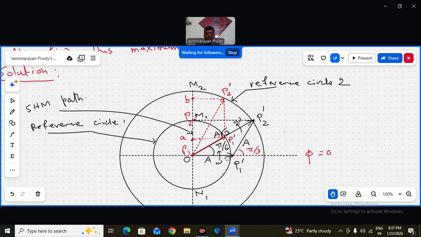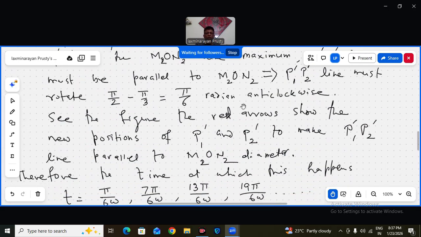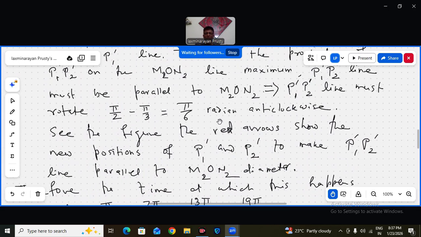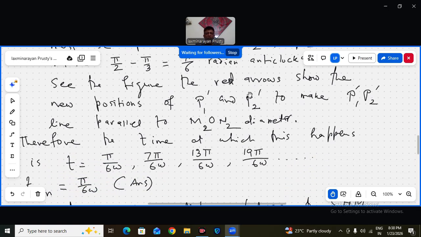Once it becomes 90 to horizontal, this becomes parallel to the vertical diameter. ठीक है, अभी देख लो. So these are rotated anti-clockwise by pi by 6, 30 degrees. The figure shows the red arrow, the new position of P1 dash, P2 dash.